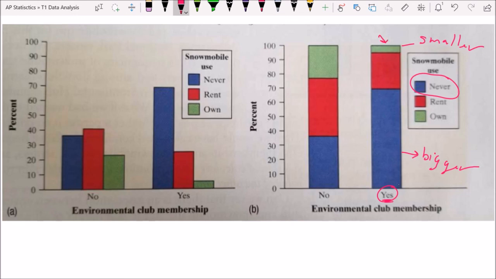So that's an association. Well, what would these graphs look like if there was no association at all? Well, the two graphs, or the two sides, would have to look exactly the same. If, whether I was looking at the no environmental club or the yes environmental club, all the proportions were the same, then knowing about environmental club would not help me make a prediction about whether they have never used a snowmobile, rented, or owned. So that's what we would see if there was no association at all.